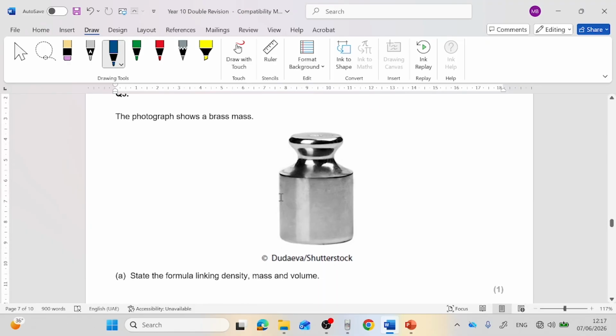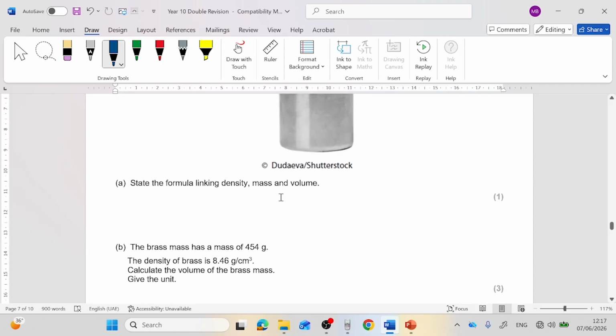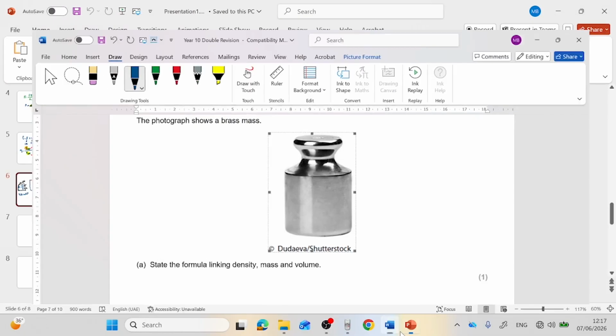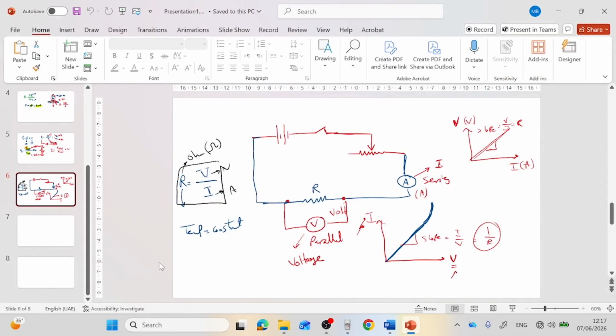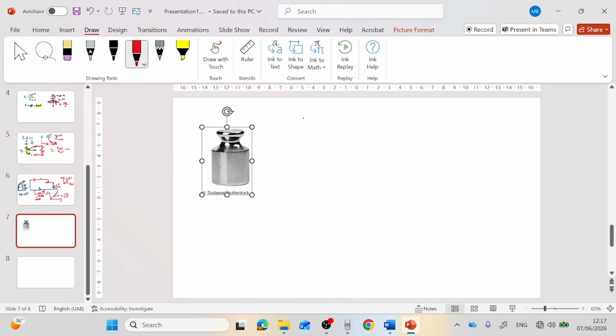This question: the photograph shows a brass mass. State the formula linking the density, mass, and volume. So let's take this object and let's try to revise this part. This part is related to density. The formula that we use to calculate density is the ratio between the mass of the object and its volume. This is the mass, which should be measured in kilogram.